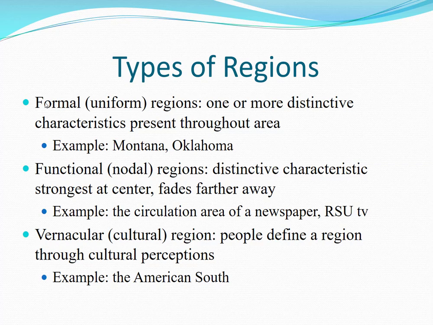Another formal region could be the Corn Belt, where most of what is going on there is corn. A functional region is also known as a nodal region. In the case of a nodal region, you have an activity located in a node, a particular point, and those within that region, especially those close to that node, will benefit from or utilize that service or economic activity. As you go further, that activity fades away.